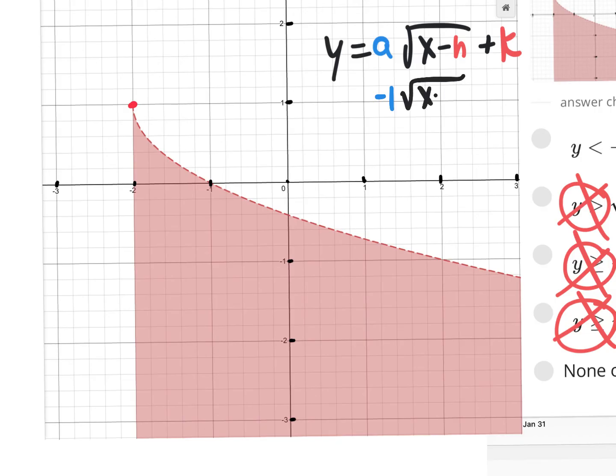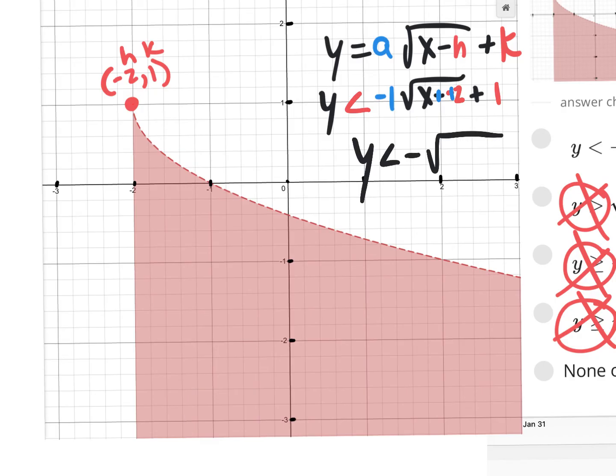Now let's identify the h and the k, and we will have our inequality. Of course, that's shaded below, which means that must be a less than symbol. So what is our h and our k? Here's the most important point, that endpoint, which is the coordinate (-2, 1). So we're going to plug in an h value of -2 and our k value of 1. The only other thing you could do is change the minus minus to a plus plus. And there's our inequality. y is less than negative, you don't need a 1, you could just write the square root of x plus 2, and then a plus 1 out here.